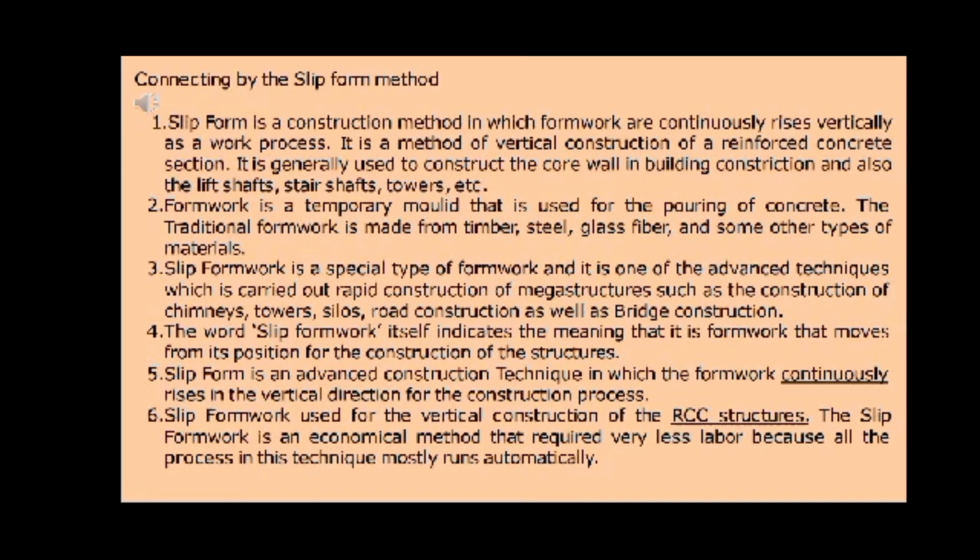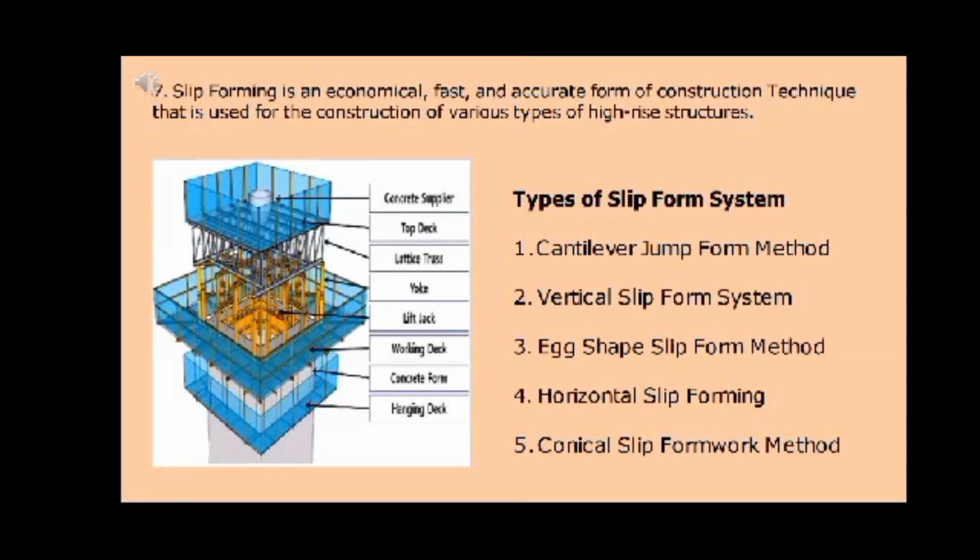Slip form is an advanced construction technique. The formwork moves continuously in one direction for the construction. Slip formwork is used for RCC structures. It requires very little labor in these techniques. It is an economical, fast, and accurate technique that is used for the construction of high-rise structures. The types are cantilever jump form, vertical slip form system method, horizontal slip, and conical slip formwork, with concrete supplier, top deck, truss, and yoke, as in the picture.